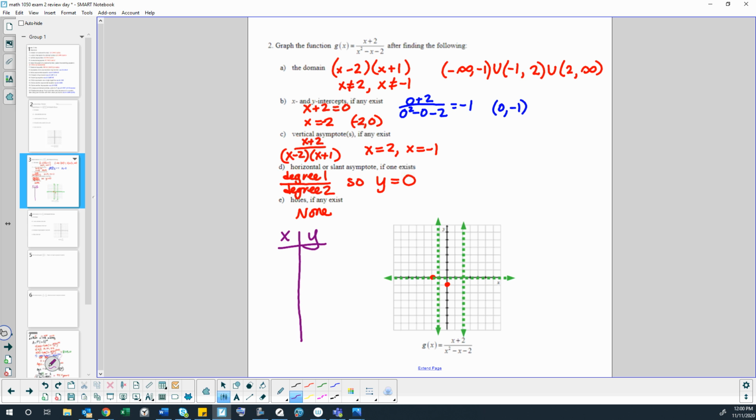So maybe like -3. And I would just plug this into my factored form here. So -3 plus 2 is -1, and then -5 and -2. So if I can remember all that, -1 divided by +10 is -1/10. So -1/10 would be about right there.